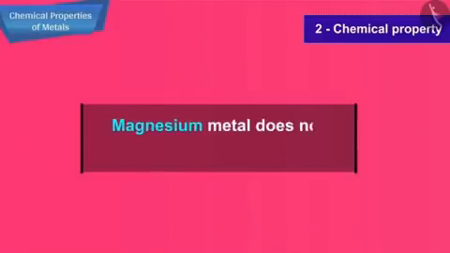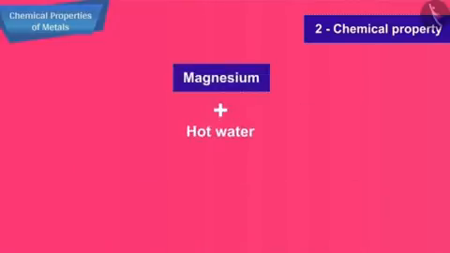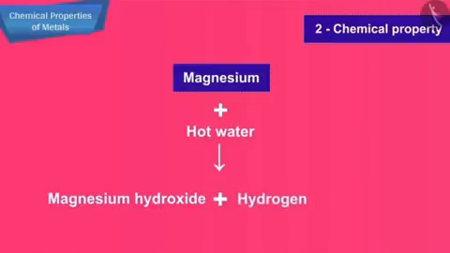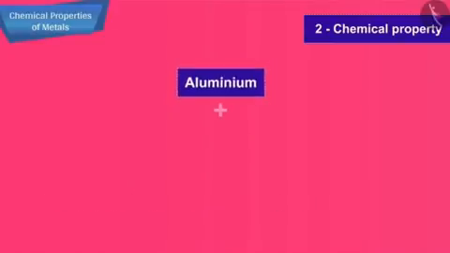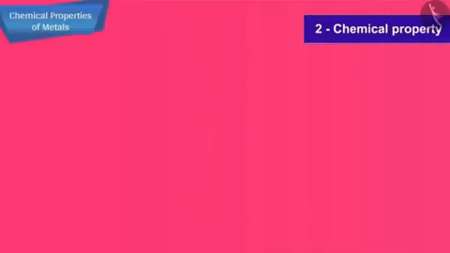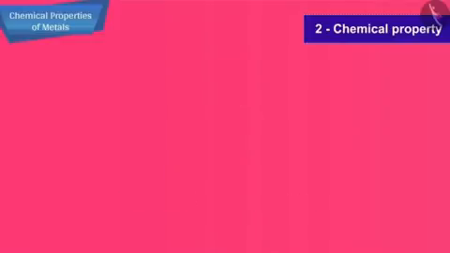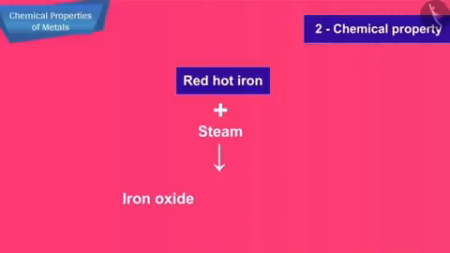Magnesium metal does not react with cold water. It reacts with hot water to form magnesium hydroxide and hydrogen gas. Aluminium reacts with steam to form aluminium oxide and hydrogen gas. Zinc reacts with steam to form zinc oxide and hydrogen gas. Red hot iron reacts with steam to form iron oxide and hydrogen gas.